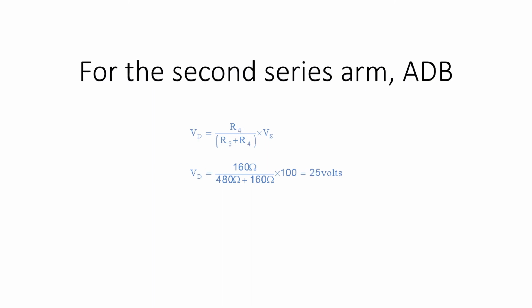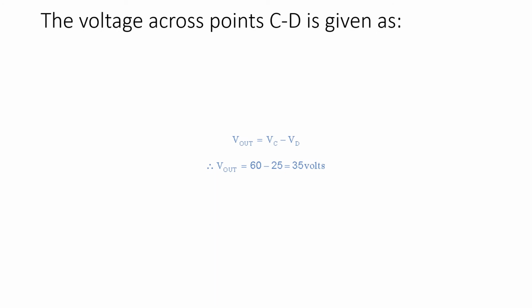Now Vd. Vd equals R4 by R3 plus R4 into Vs. So Vd is equal to, we know R4 is 160 ohms divided by R3, which is nothing but 480 ohms plus 160 ohms, into, as we have already seen, the supply voltage of 100 volts. We get it as 25 volts. So Vd is 25 volts.